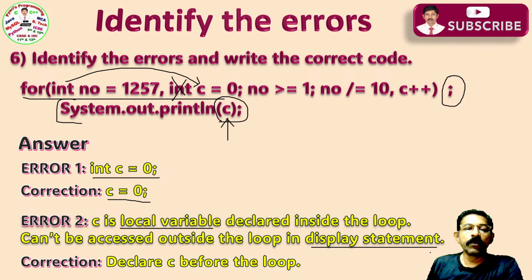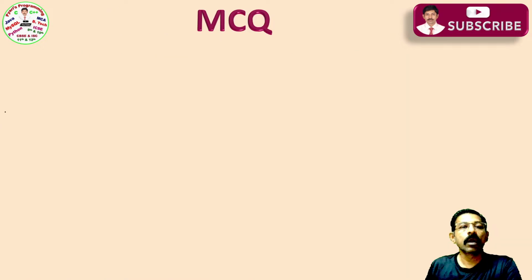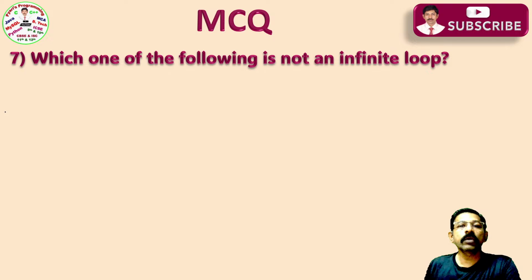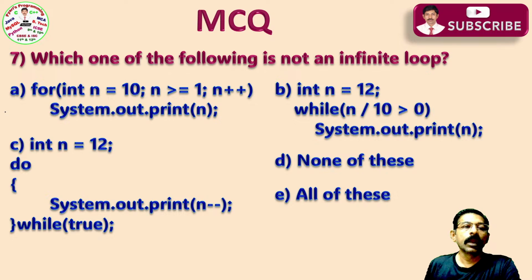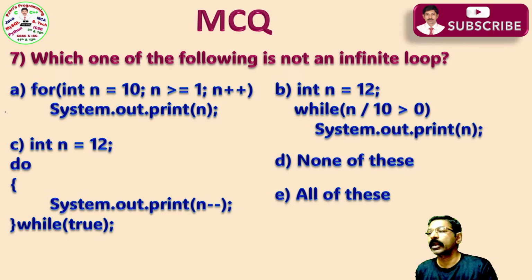Correction: declare before the loop. You can take this variable outside this loop. Which of the following is not an infinite loop? Identify the loop which is not an infinite loop.